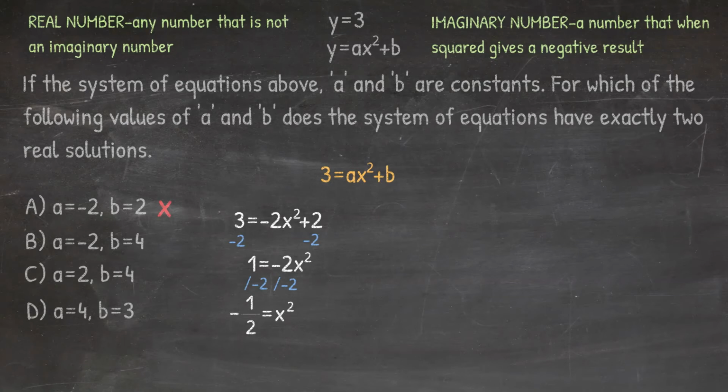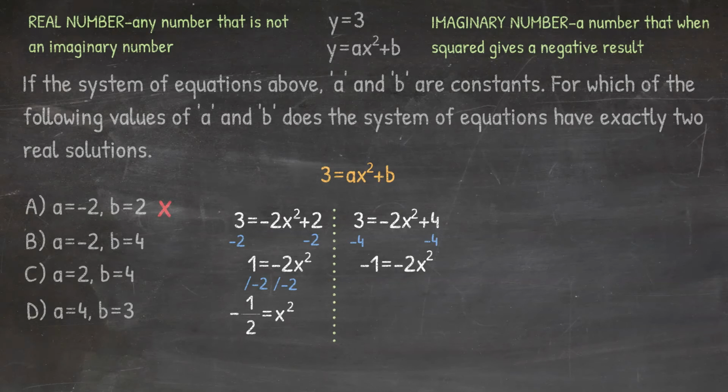Let's take a look at answer choice B. Referring back to the equation in orange, we will plug in -2 for a and 4 in place of b. What we get is 3 equals -2x squared plus 4. To isolate x squared, we first neutralize the addition of 4 by subtracting 4 from both sides. On the right-hand side, we have -2x squared, since plus 4 and -4 cancel out. And on the left-hand side, the result of 3 minus 4 is -1.